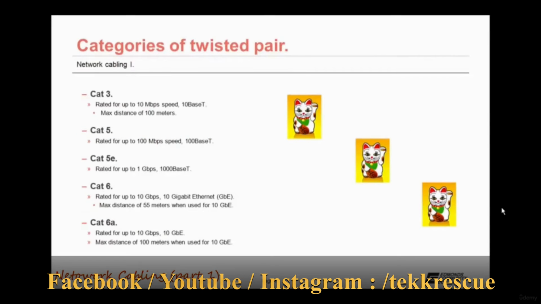And we begin with Cat3. Cat3 was rated for up to 10 megabits per second speed, that's 10BASE-T networking, and it had a maximum distance of 100 meters. By the way, unless I specify, all twisted pair cabling has a max distance of 100 meters. That 10 megabits per second wasn't quite fast enough, so then we got Cat5. Cat5 is rated for up to 100 megabits per second speed. That's 100BASE-T networking.